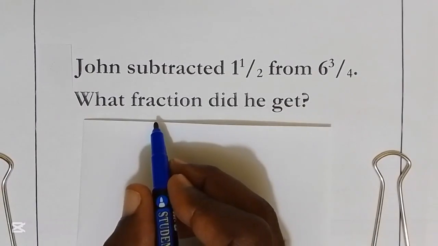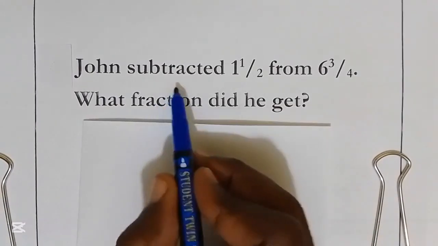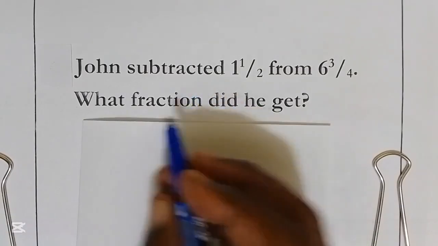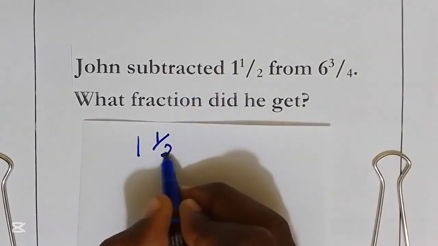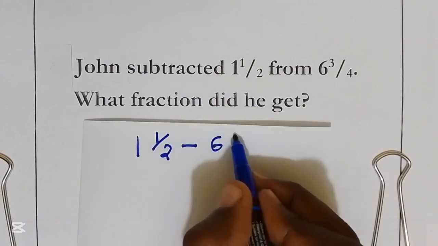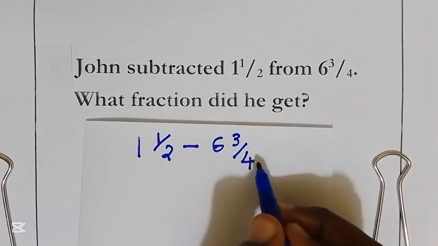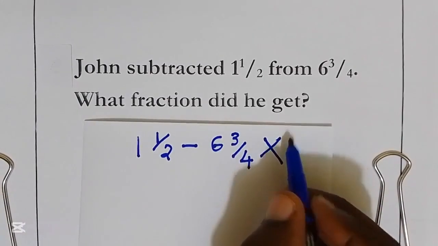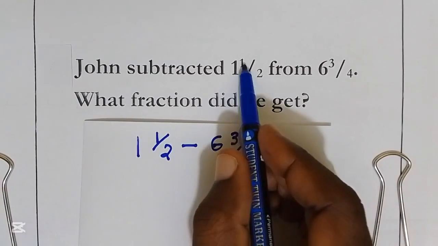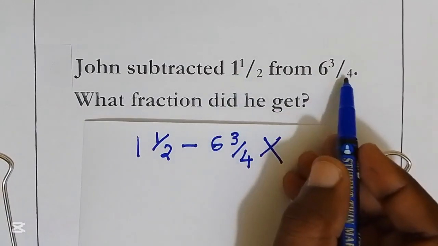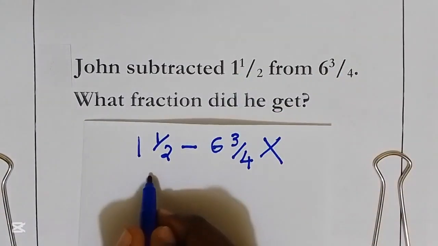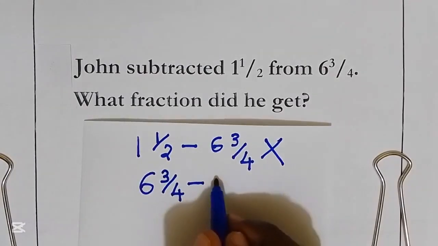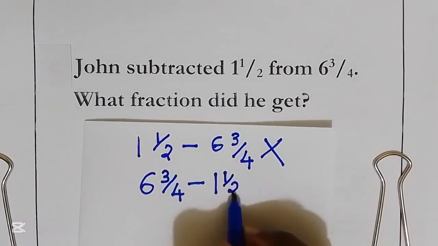For this question, we need to be careful. Yes, we are subtracting, but don't make the mistake of taking 1 over 2 take away 6 3 over 4. When you do this, you are going to get it wrong. What they say is he subtracted 1.5 from 6 3 over 4. So the right way to do it is to take 6 3 over 4, take away 1.5.